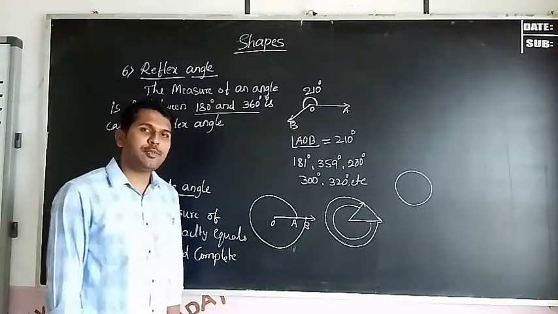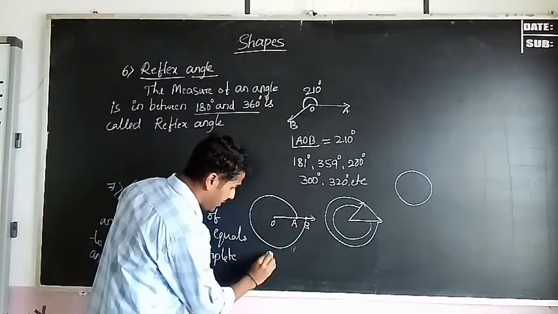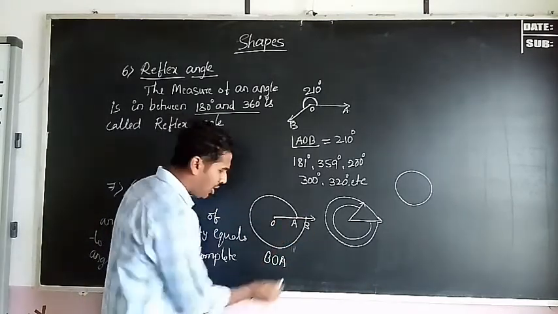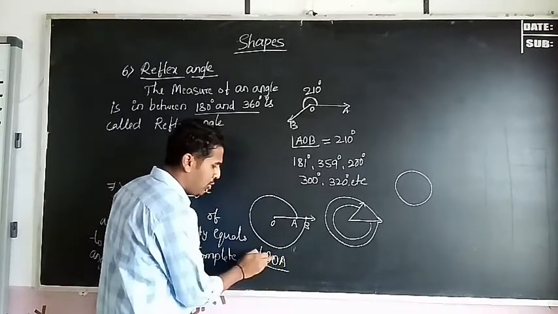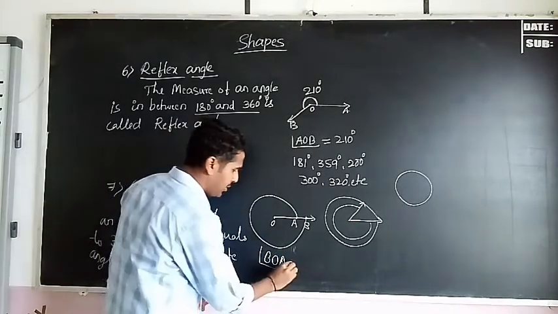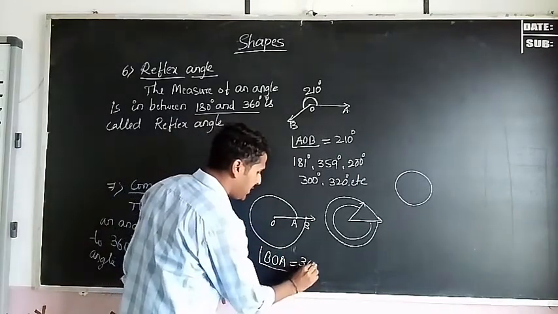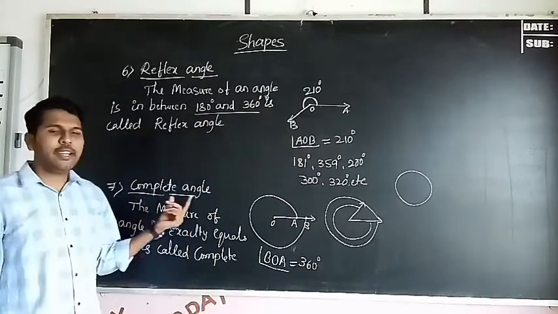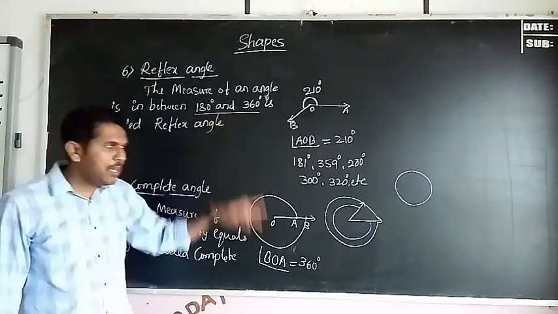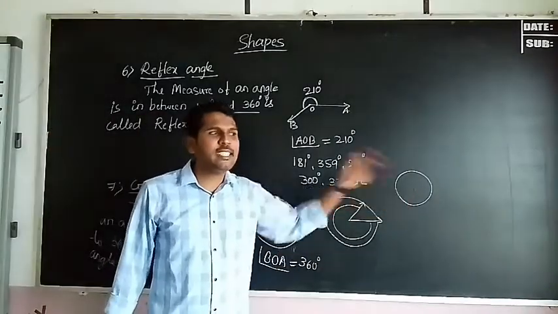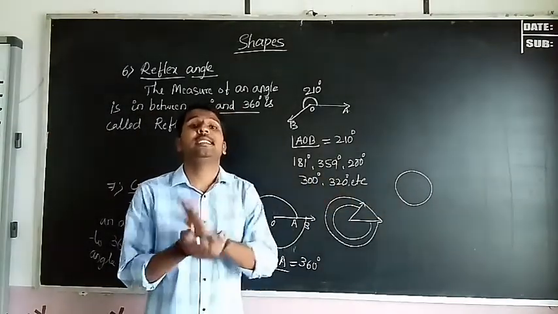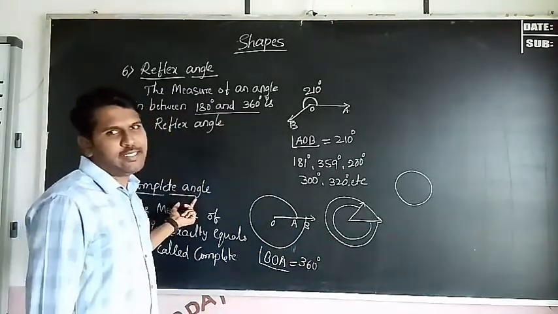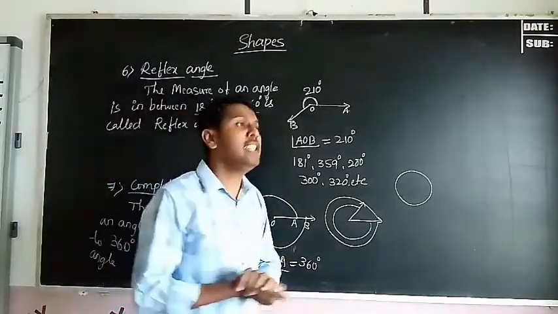So how to write this angle? BOA or AOB, both are the same. This one is equal to 360 degrees. Understand? This one is a complete angle. Complete means one complete rotation is 360 degrees. Just remember, complete means 360 degrees. A complete angle means the measure of an angle is exactly equal to 360 degrees.